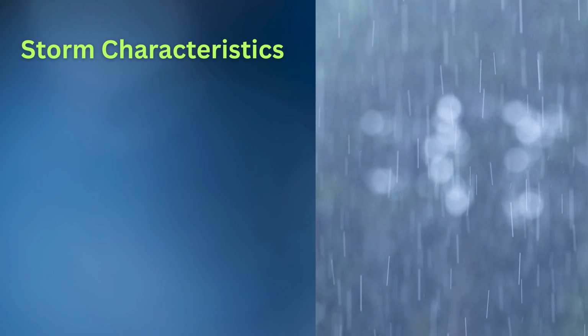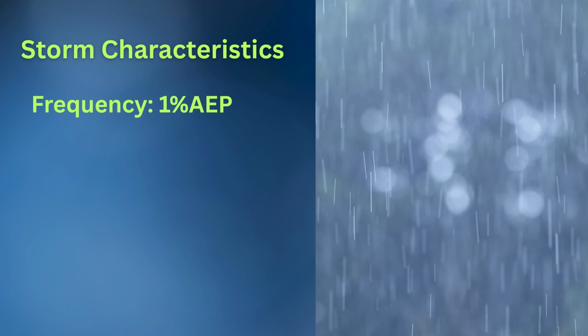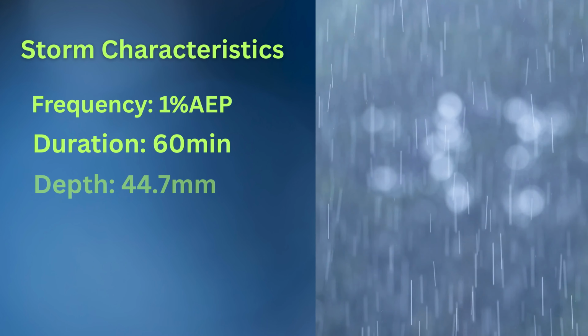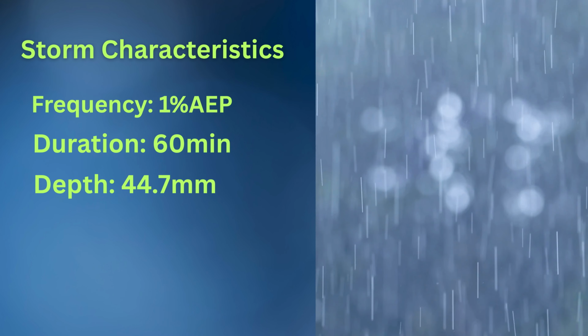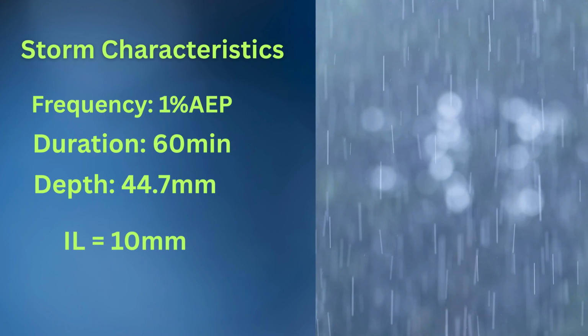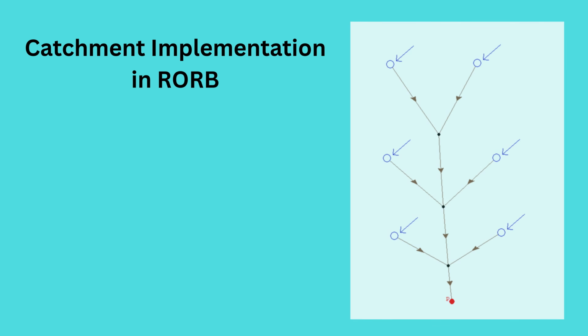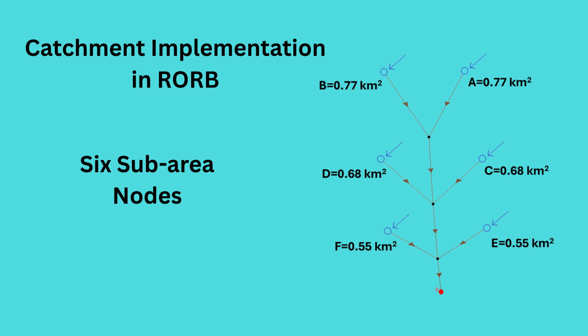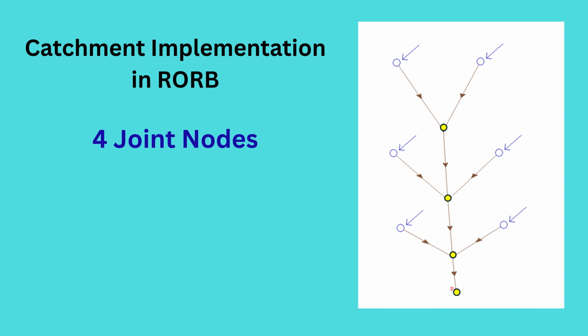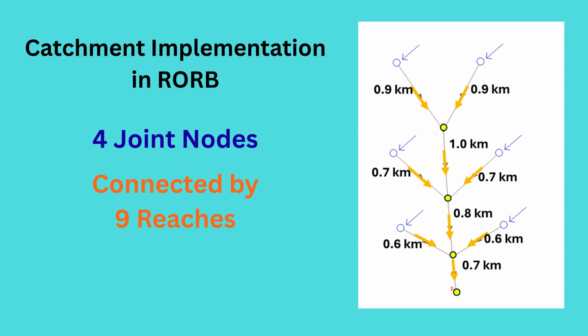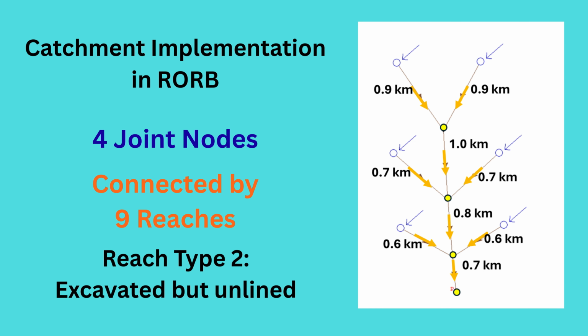The design rainfall event used for this analysis is a 1% AEP storm with a duration of 60 minutes and a depth of 44.7 mm. Our baseline rainfall losses are assumed to be initial loss of 10 mm and continuing loss of 1.5 mm per hour. Our catchment is implemented in RORB with the following details. It includes 6 sub-area nodes representing the 6 subcatchments. It has 4 joint nodes which are connected by 9 reaches. All the reaches are assumed to be of type 2, excavated but unlined. It is also worth noting that in this analysis we only focus on the model results at the catchment outlet, as indicated by the red color.